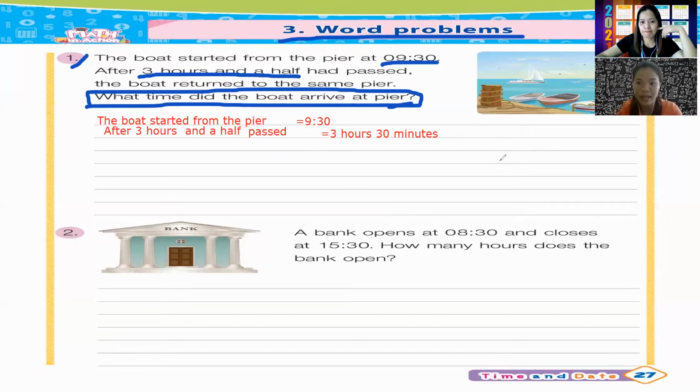Okay, teacher, can I tell a little about pier? Yes, please. In Thai it means ท่าเรือ. Okay, do you understand, right? Okay, think about it.